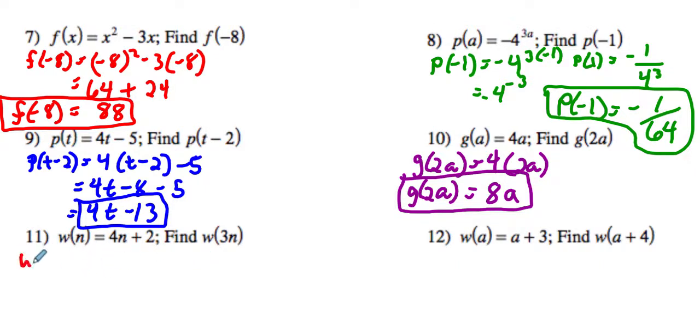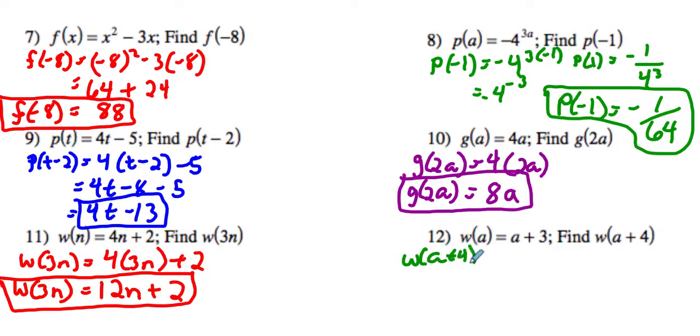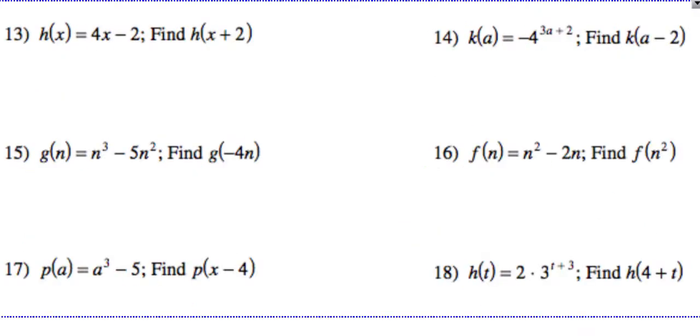Number 11, replace every n with 3n. Multiply, and I end up with w of 3n is 12n plus 2. And number 12, replace every a with a plus 4, combine like terms, a plus 7. So w of a plus 4 is equal to a plus 7.